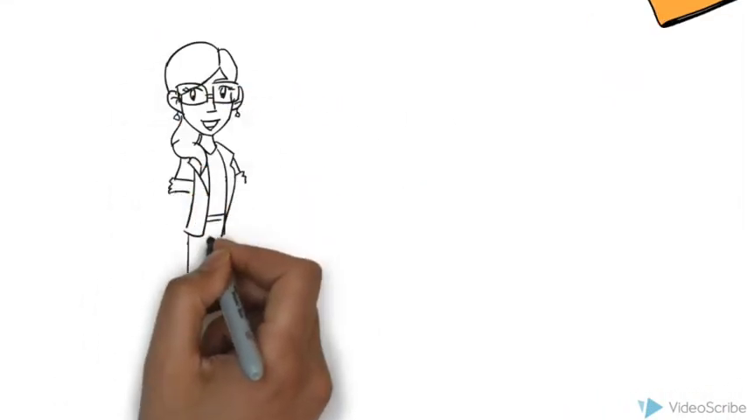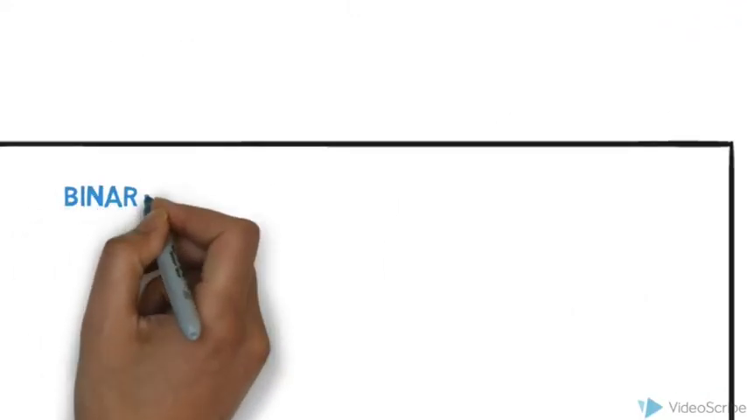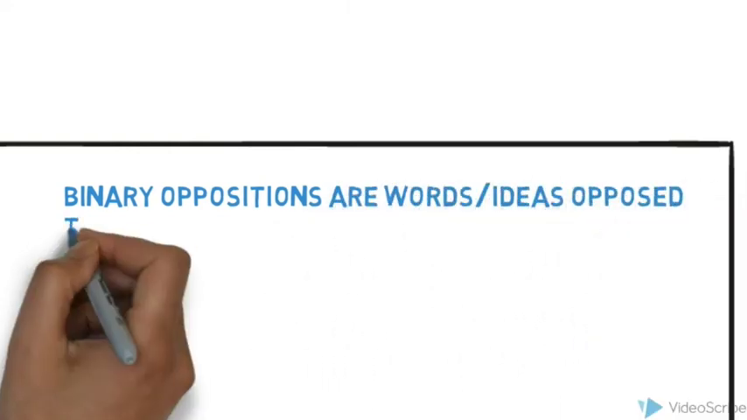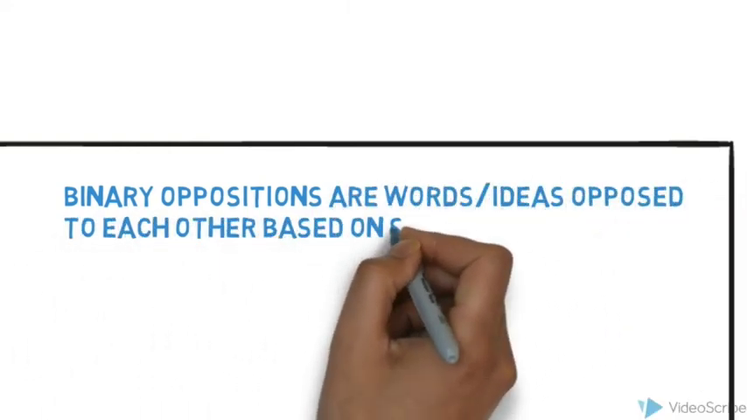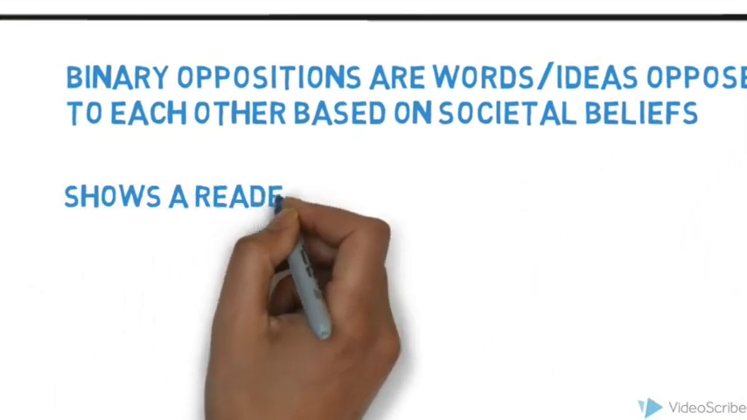Binary oppositions are words and concepts that a community of people generally regard as being opposed to each other. Binary oppositions have clear consequences for the way power is distributed among groups of people in a society, which helps readers to construct their own understandings.